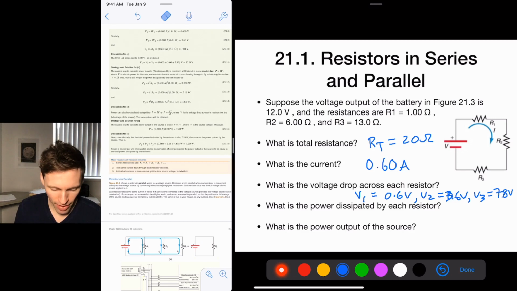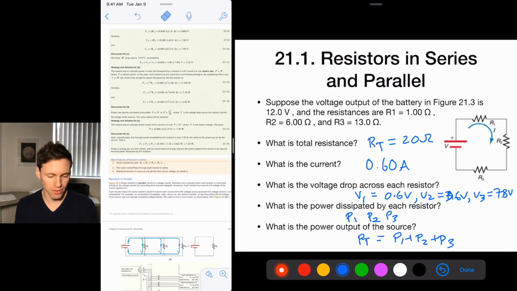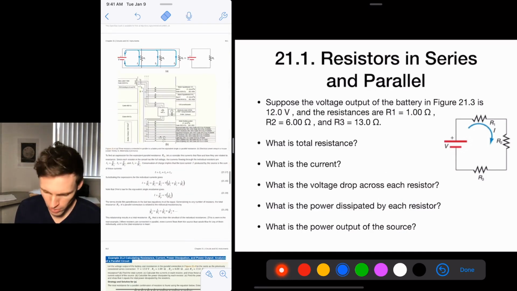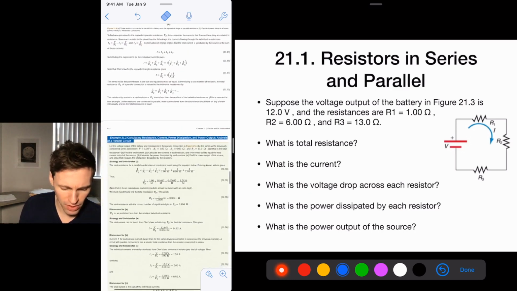And then what is the power output of the total source? This is just whatever you got for P1, P2, and P3. The total power, P total, is just P1 plus P2 plus P3. And then that gives you the total power output. So that's a typical problem you'll have to solve. You'll have to be able to calculate the voltage drop across each resistor, what's the total current in the circuit, what's the total voltage if I give you everything else, that kind of stuff.